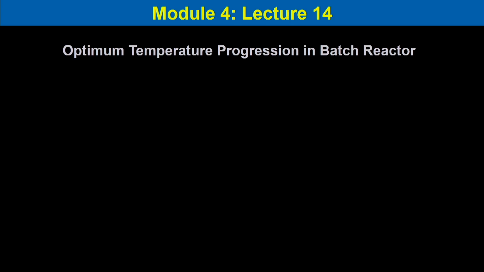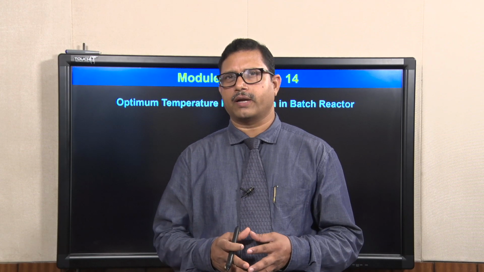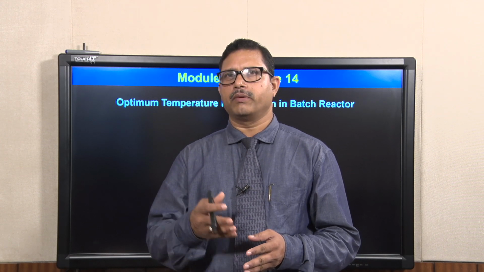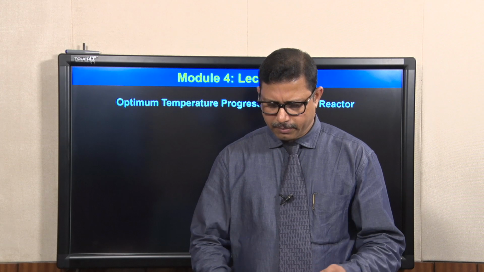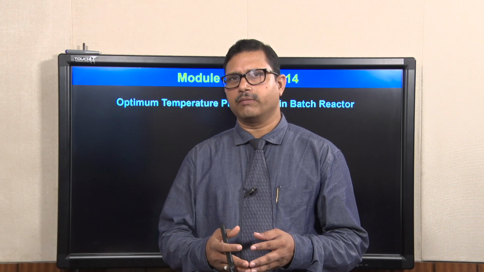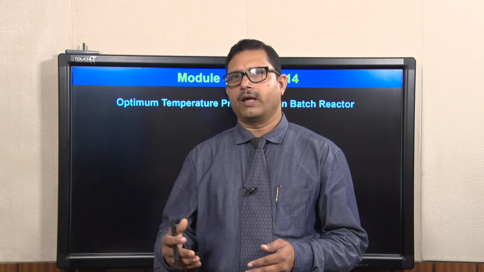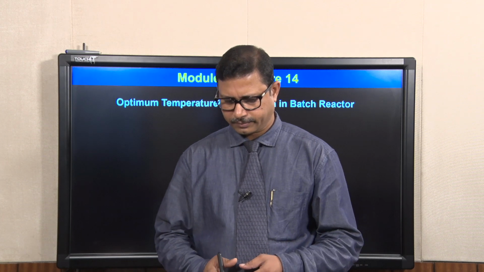In this lecture we will start with optimum temperature progression in a batch reactor. As we have seen in the last lecture, if we operate the reactor adiabatically, the adiabatic reaction temperature will change as the reaction proceeds. Whether exothermic or endothermic, the temperature of the system will change, either decreasing or increasing, as the reaction proceeds in the adiabatic case.